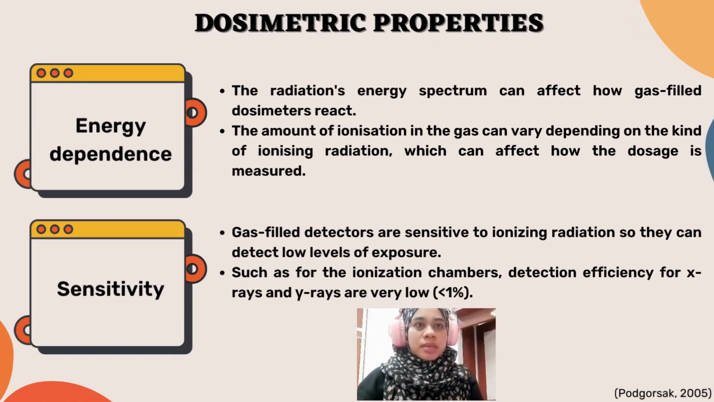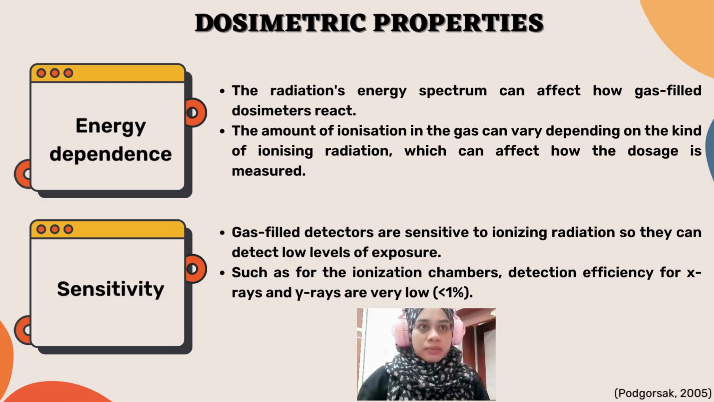Fourth, energy dependence. The radiation's energy spectrum can affect how gas-filled dosimeters react. The amount of ionization in the gas can vary depending on the kind of ionizing radiation, which can affect how the dosage is measured. To make it simple, the detector's response varies with the energy of incident radiation.